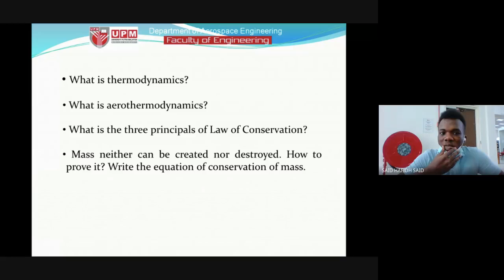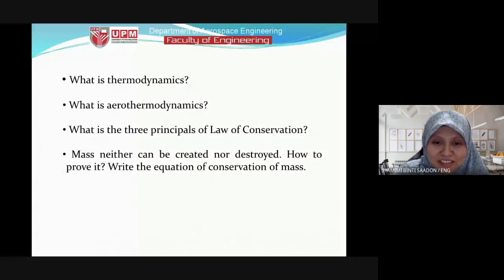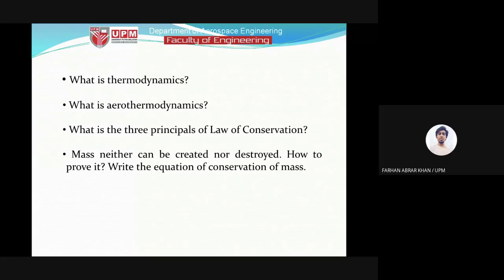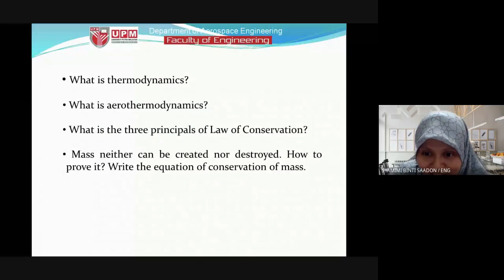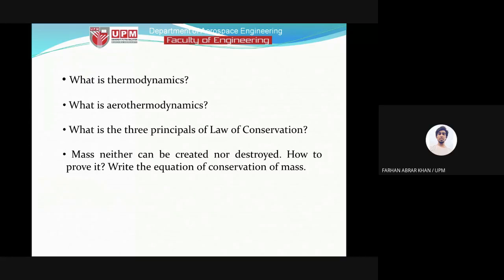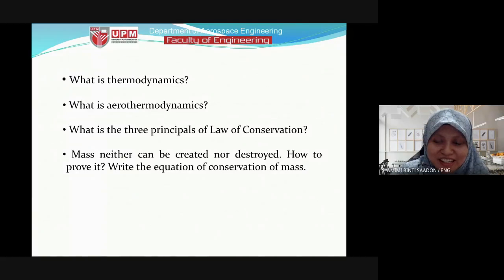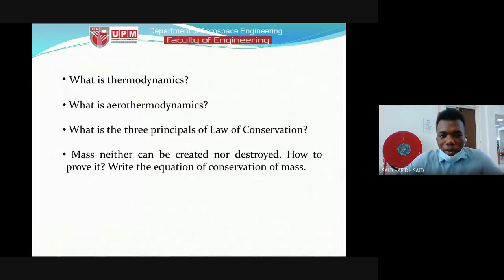The second question, thermodynamics that you understand? So Syed, what is it that you understand about aerothermodynamics? Just give me some hints. It's the same as thermodynamics, but it deals with gases at high velocity.